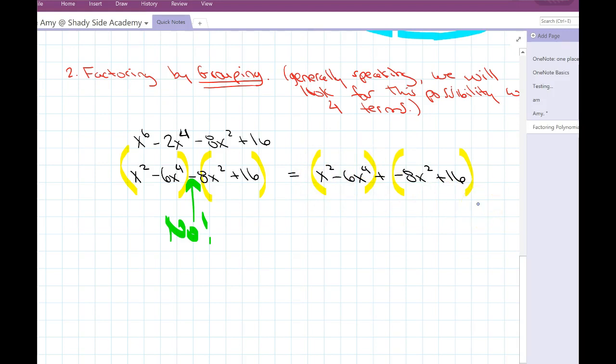So when you factor by grouping, you first regroup, and by and large, you regroup first 2, last 2 terms. And then what you're going to do is look at these groupings and ask yourself, does each grouping have a GCF? If I look at this first grouping, yes, it does. X squared times 1 minus 6x squared. The first pair has a GCF of x squared. Here's the plus sign. This second grouping has a GCF of negative 8.